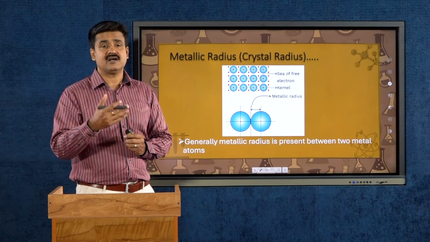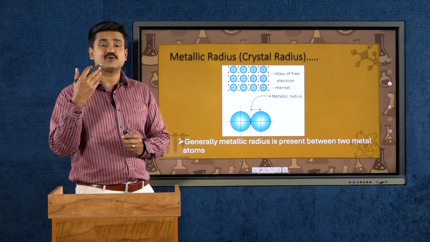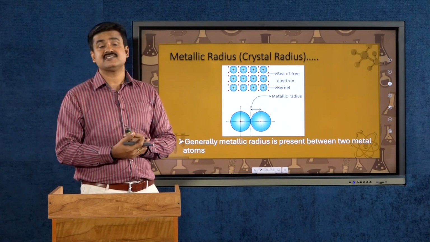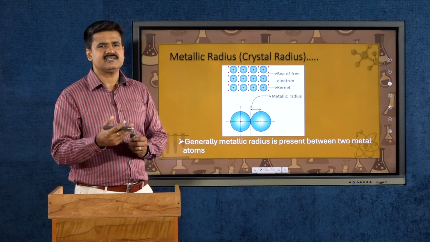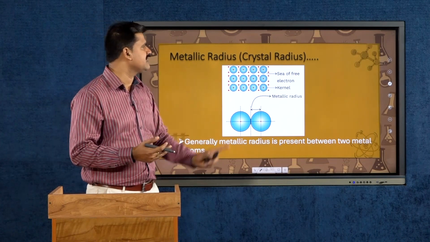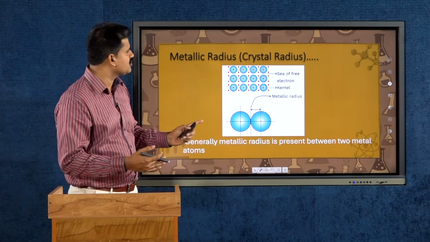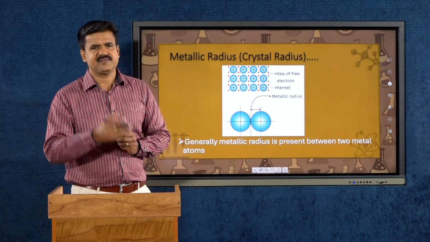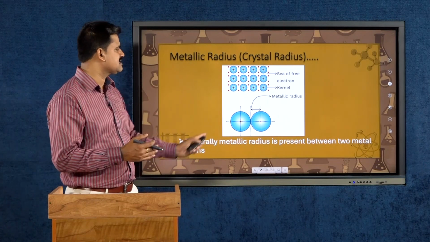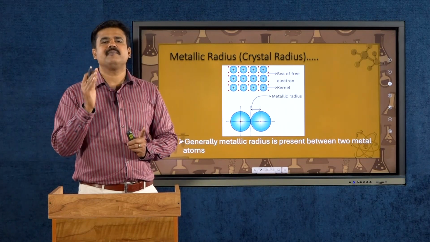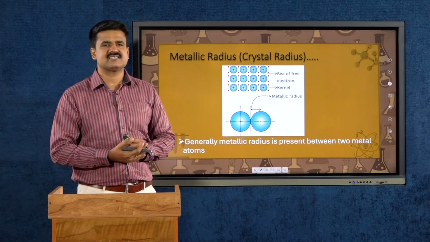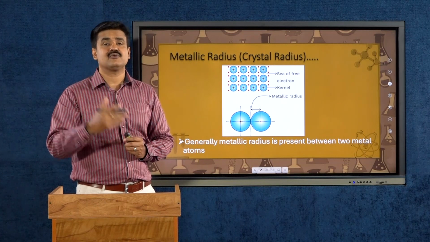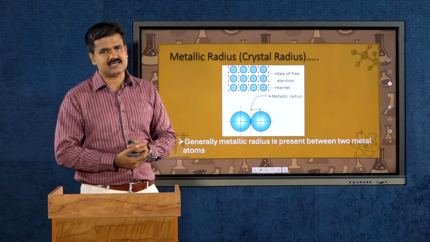That model is called the Drude-Lorentz model, or electron sea model, of the metallic crystal. This metallic bonding can explain most of the observed features of metals, and the metallic radius is depicted here. In the metallic crystal, there is a sea of electrons, as I just mentioned, and the positively charged metal ions are otherwise called kernels. Generally, metallic radius is present between two metal atoms, or we can simply say that metallic radius or crystal radius is exclusively for metal atoms or metal crystals.